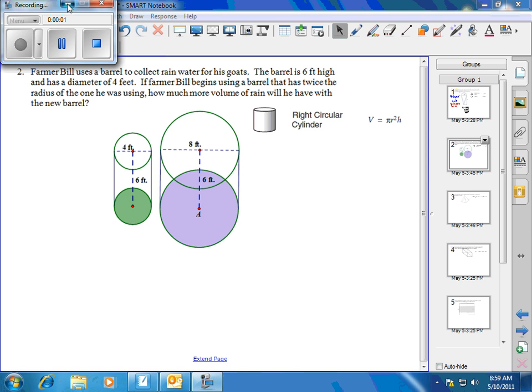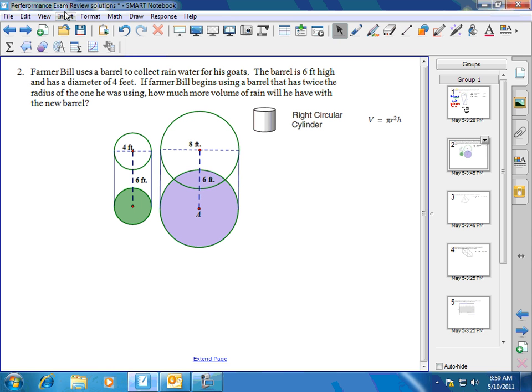Now we're looking at number 2 for the performance exam review. It says Farmer Bill uses a barrel to collect rainwater for his goats. The barrel is 6 foot high and has a diameter of 4 feet. If Farmer Bill begins using a barrel that has twice the radius of the one he was using, how much more volume of rain will he have with the new barrel?